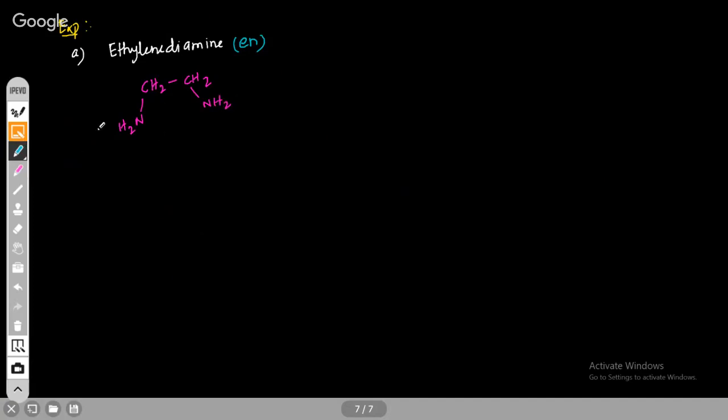Okay, so I am drawing the structure here also. These two nitrogen atoms donate a pair of electrons to the metal. Donor atoms are nitrogen here.